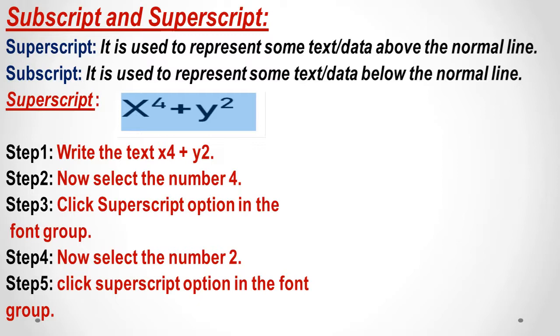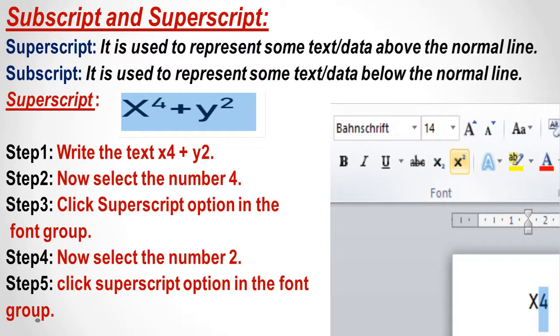Means whichever text or letter you want to see above the normal line, we need to select that. And click the superscript option in the font group. Font group means you can see this font group, right? X power 2. This option is called the superscript option. You need to click that superscript option. Now, only the 4 will come above the normal line.